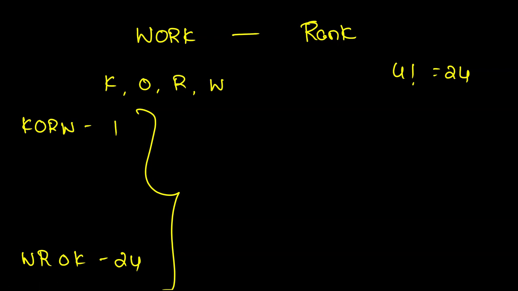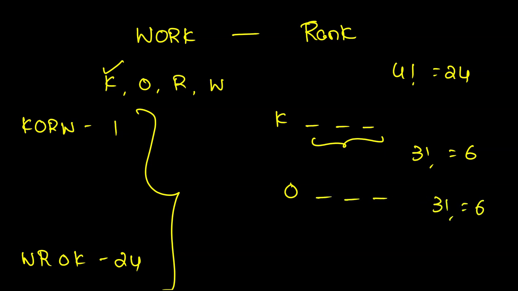But WORK is not the last one, right? So we need to find it for WORK. First, start with K, with 3 positions remaining. This can be arranged in 3 factorial, which is equal to 6. That means ranks 1 to 6 start with K, but I don't want that range. Next one is O. Starting with O, again 3 factorial, 6. This is ranks 7 to 12.